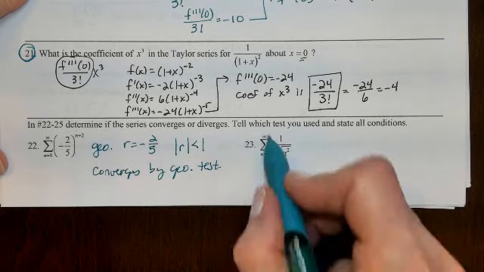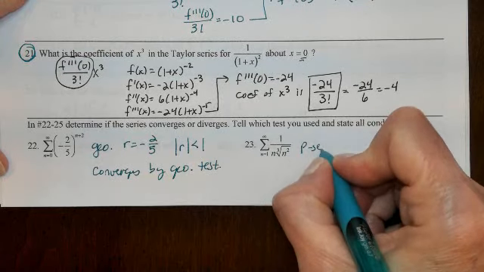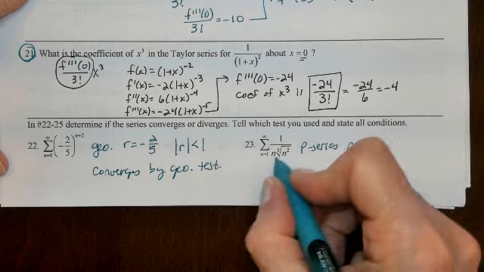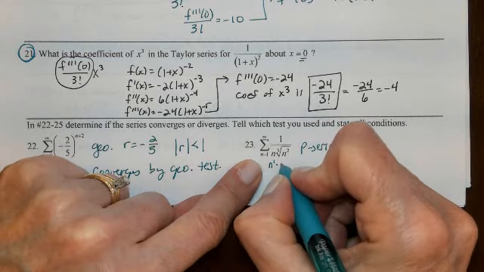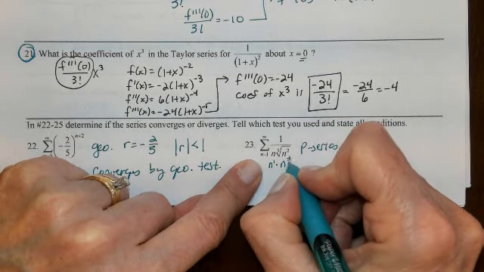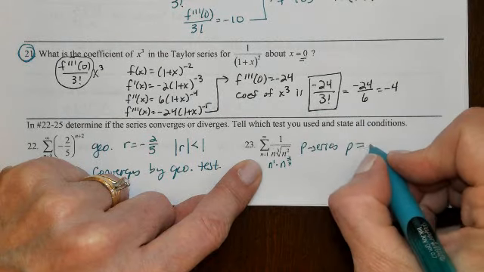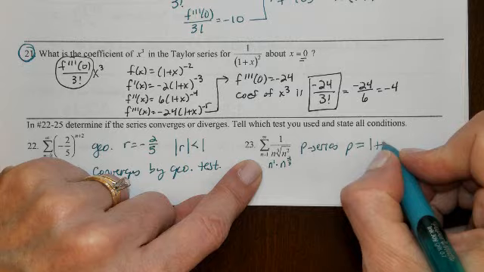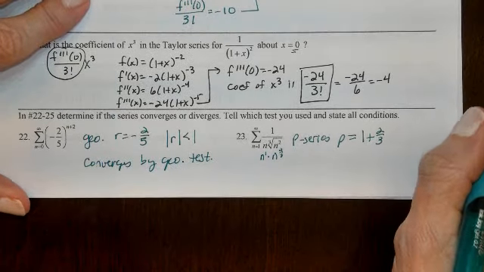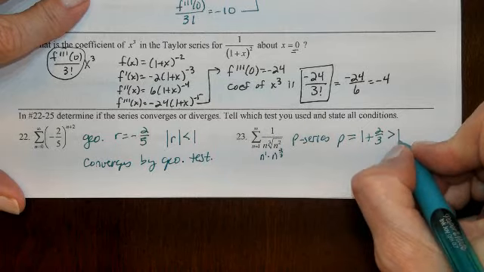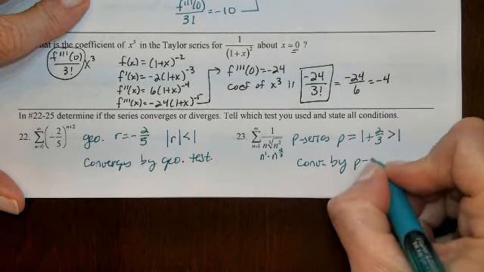23. This is a P series, with P equal to, okay, this is n to the first times n to the 2/3, so P is equal to 1 plus 2/3, or 5/3. That's bigger than 1. Therefore, this series converges by P series test.